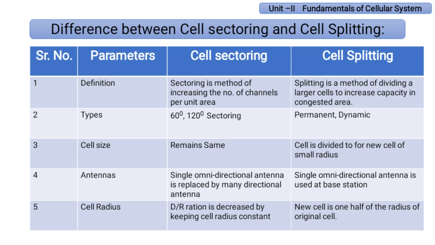In sectoring, a single omnidirectional antenna is replaced by many directional antennas, but in splitting a single omnidirectional antenna is used at the base station and no other antenna is required. As I told, in sectoring the D by R ratio is decreased by keeping the cell radius constant, but in cell splitting the new cell radius is 1/2 of the radius of the original cell.